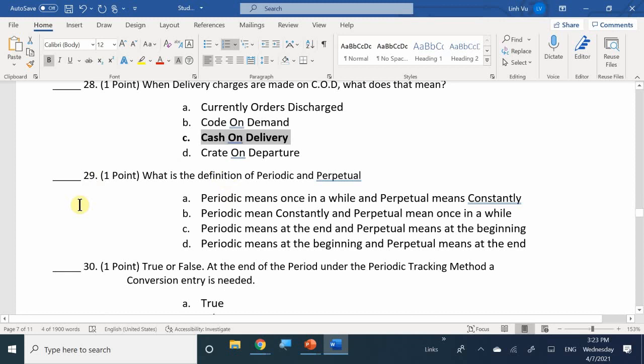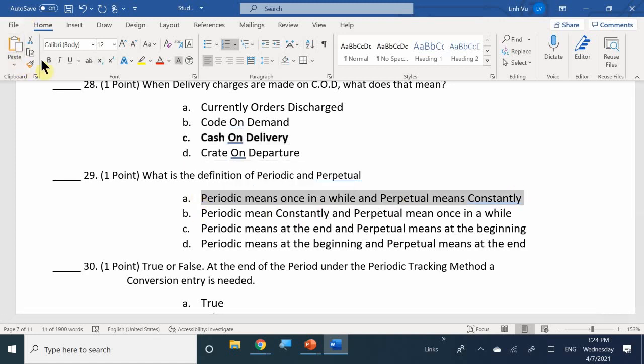All right, number 29: What is the definition of periodic and perpetual? A, right? Periodic means once in a while, perpetual means constantly. Yes. I may ask you that on the exam as well, right?